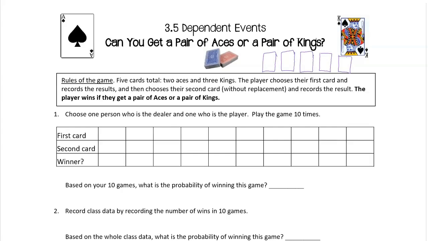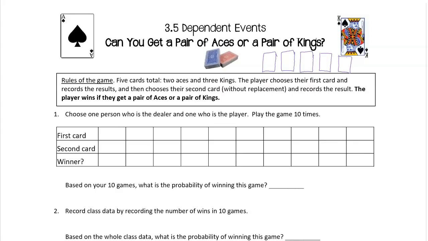Now we are going to learn about dependent events. In a previous video, we learned about independent events. And to introduce the independent events, we drew starbursts out of a bag. Now, to talk about dependent events, we're going to do a different game.